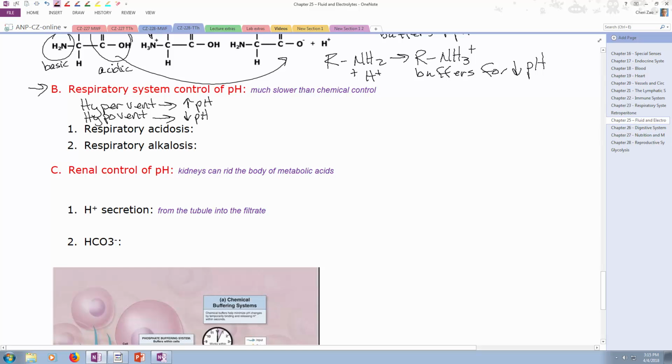So when we say we have a respiratory acidosis, that is caused by hypoventilation. And when we have a respiratory alkalosis, that is caused by hyperventilation.